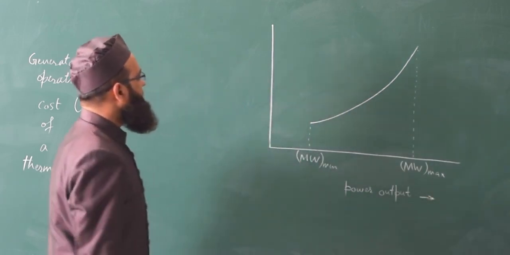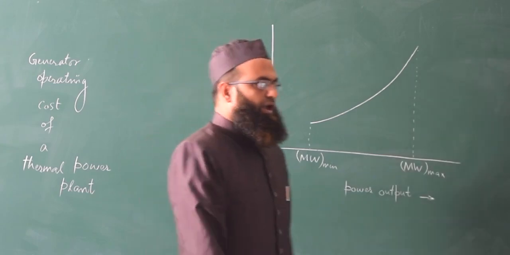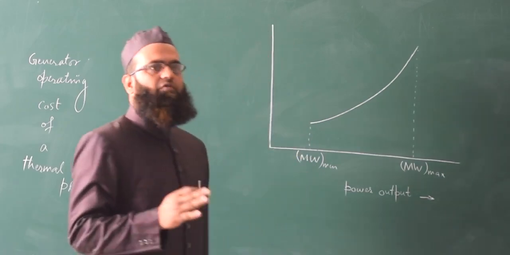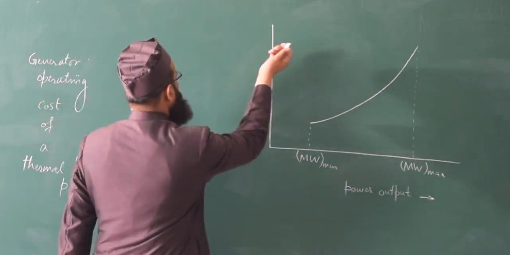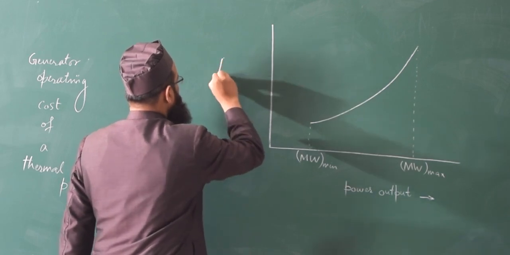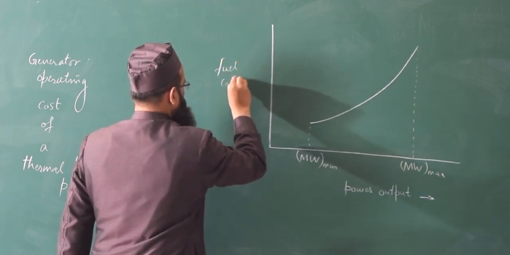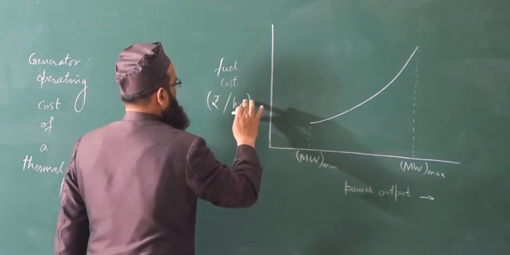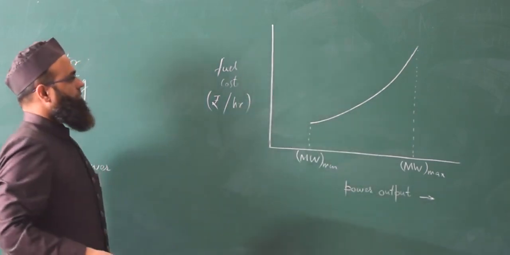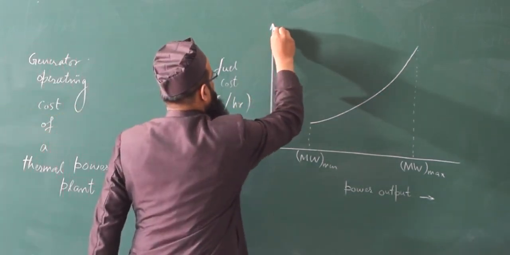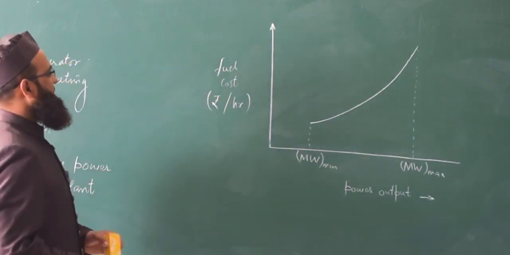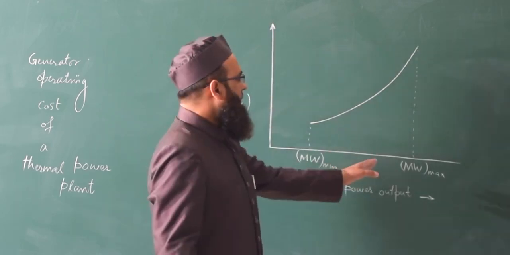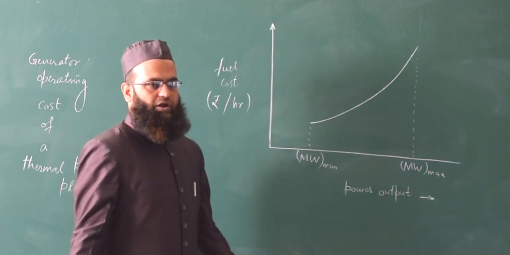And what is input? Fuel cost. So that may be in terms of million calorie per hour, or we can convert in terms of rupees. So directly we can write here fuel cost in rupees per hour. So the relationship between cost incurred for generating various levels of power is not linear. We can see it is non-linear.